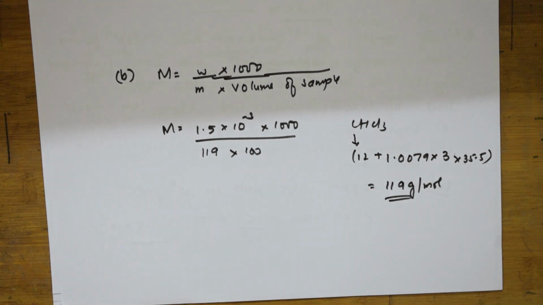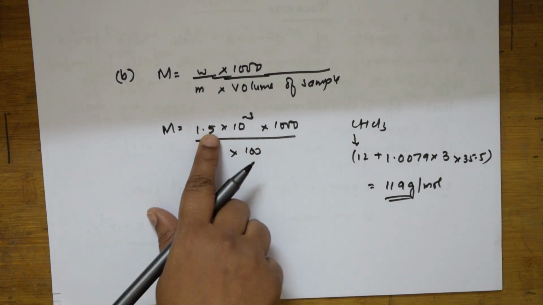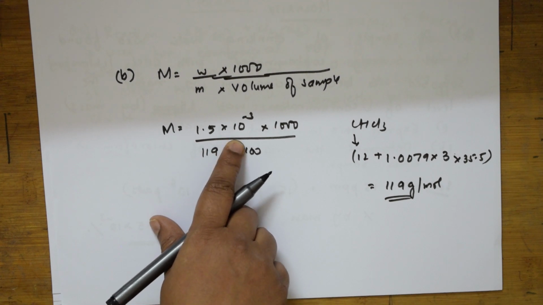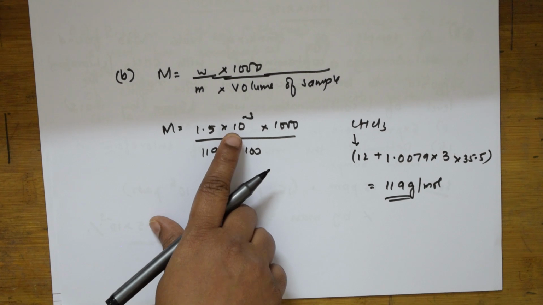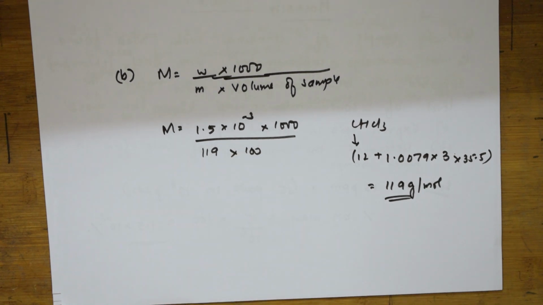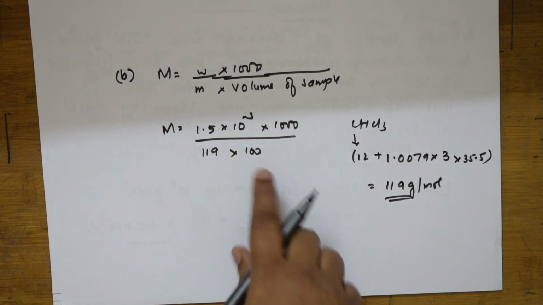100 ml, because they've given parts per million, that's the thing they've given, isn't it? So into 100, done. Fine. So why did I take this? Because 1.5 into 10 raised to the power of -3 means 1.5 into 10 raised to the power of -3 grams are present in 100 grams of sample. That is what parts per million is, right? So that is why I've taken 100 here, right?